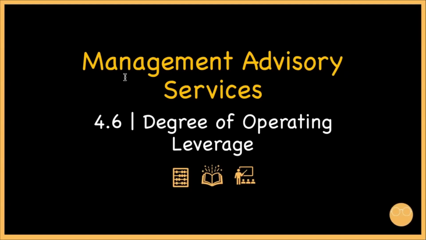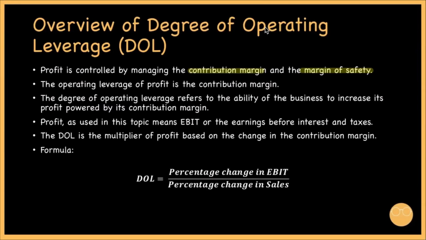Hi everyone. In this lecture video, we will talk about the degree of operating leverage. To give you an overview, profit is controlled by managing the contribution margin and the margin of safety. The operating leverage of a profit is equal to the contribution margin. Therefore, when we are talking about the degree of operating leverage, we are looking at the relationship between the contribution margin and the profit. So this is how you are going to compute your degree of operating leverage.